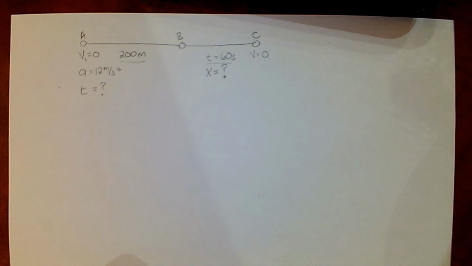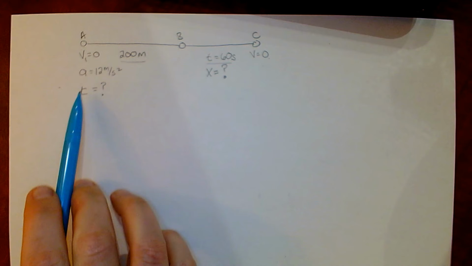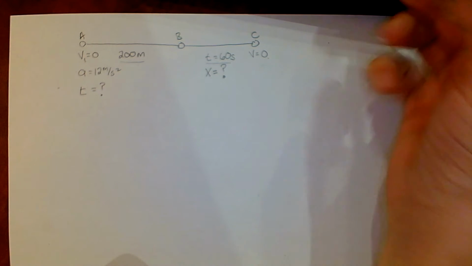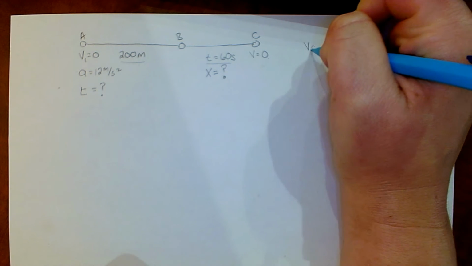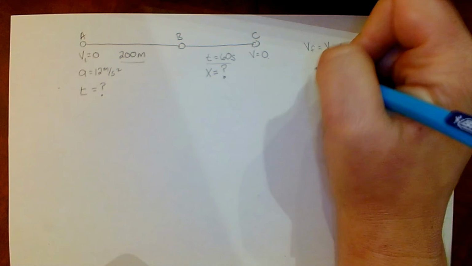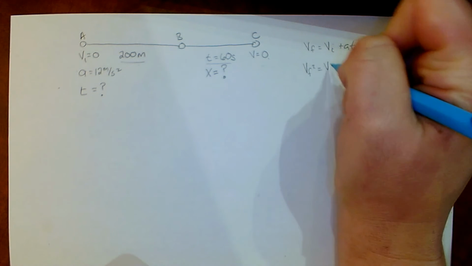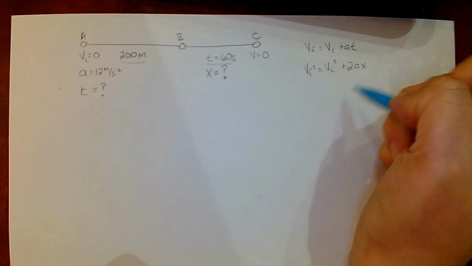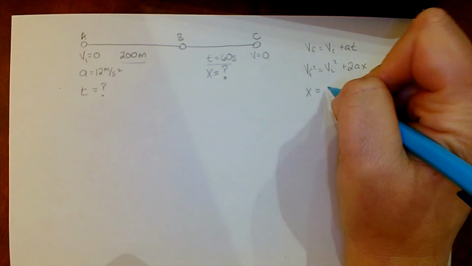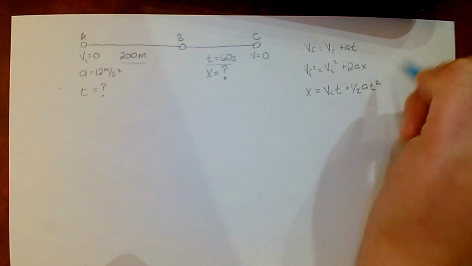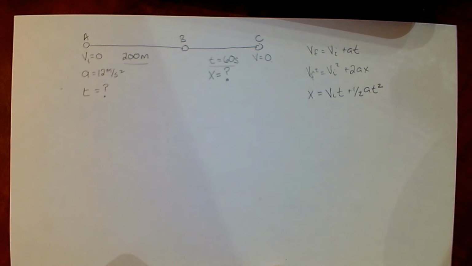Now there's a couple different ways to go about this. All are correct. I'm going to start with A to B. Because I know three things already about the travel between A and B. And I'm going to go ahead and write the constant acceleration equations here on the side. Velocity final equals velocity initial plus AT. Velocity final squared equals velocity initial squared plus 2AX or D, whichever you prefer. Then we have X equals velocity initial time plus 1/2 AT squared. You may have another one. I pretty much just use these three.